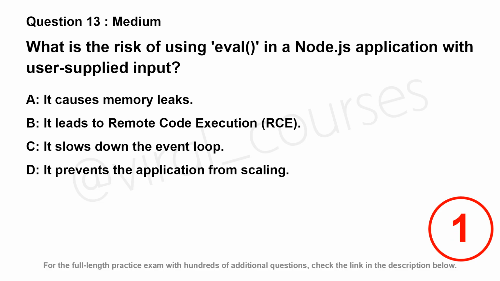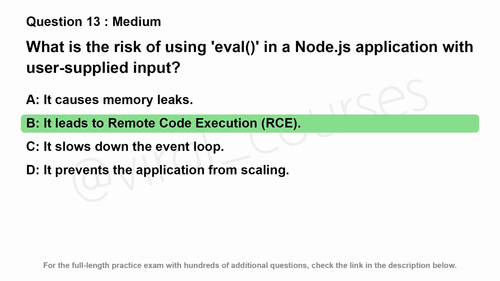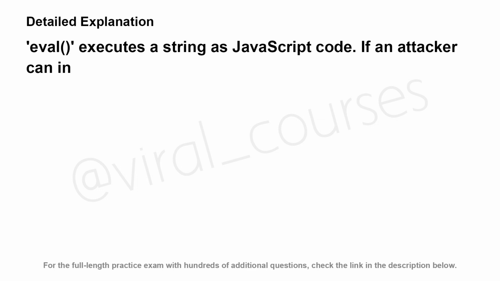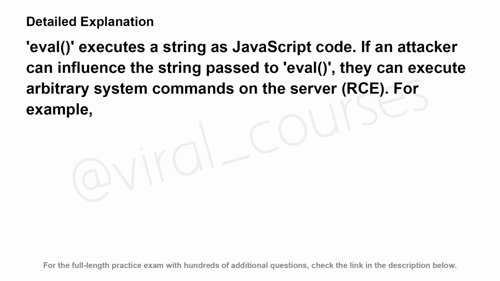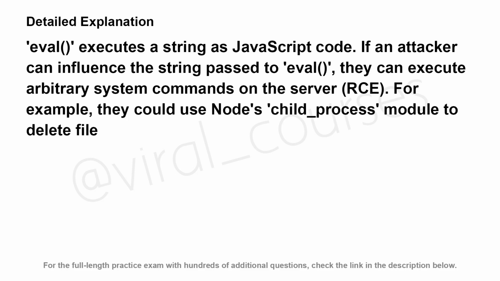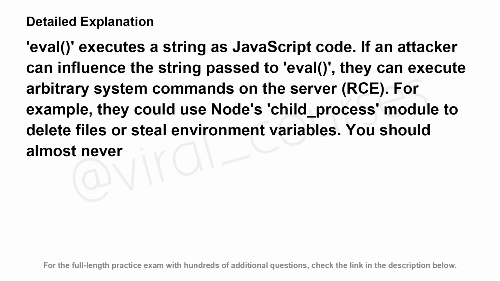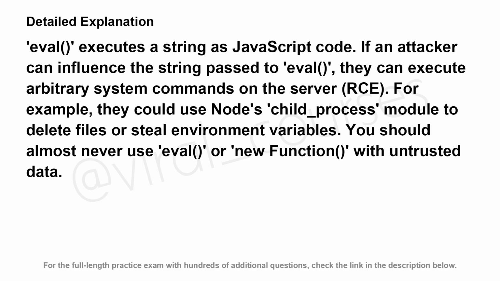The correct answer is B. Eval executes a string as JavaScript code. If an attacker can influence the string passed to eval(), they can execute arbitrary system commands on the server, RCE. For example, they could use Node's child_process module to delete files or steal environment variables. You should almost never use eval or new Function with untrusted data.